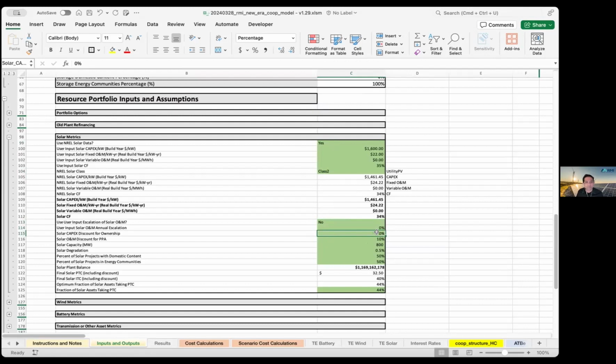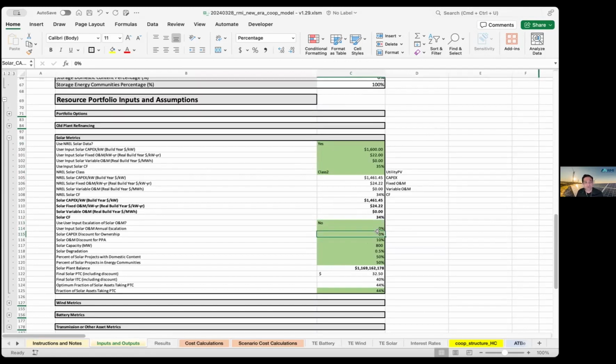Further, you may be given a discount if you choose a build transfer agreement to own an asset. So you can put in if there was a discount given to you on the CapEx relative to what may be the case otherwise if a third party were to build and finance it.